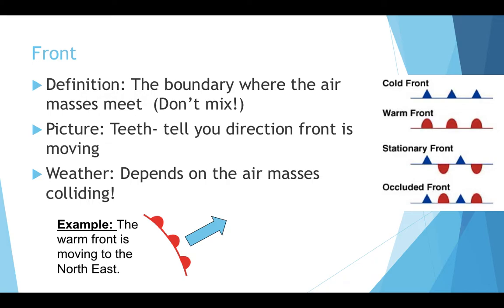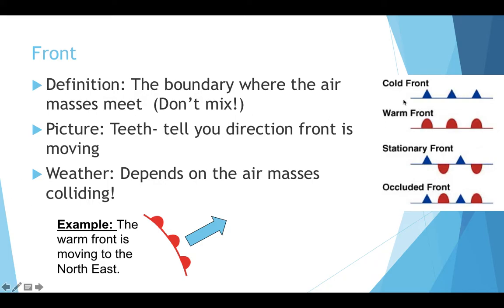So first, a front. The definition of a front is a boundary where the air masses meet, and these air masses don't mix. So if we have a polar air mass and a tropical air mass, right where they meet would be called a front. They're not just going to mix, they're going to interact in some way.